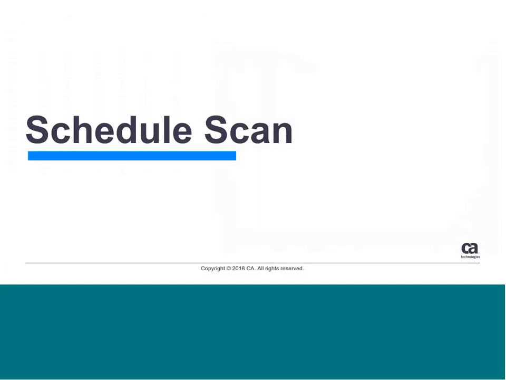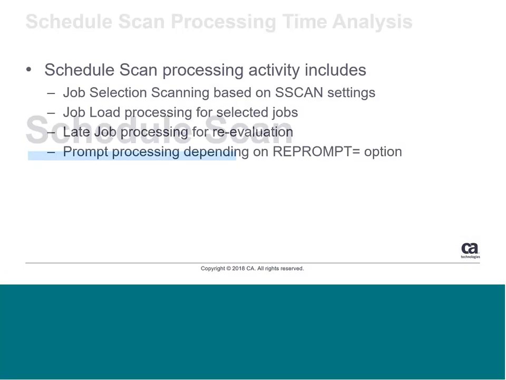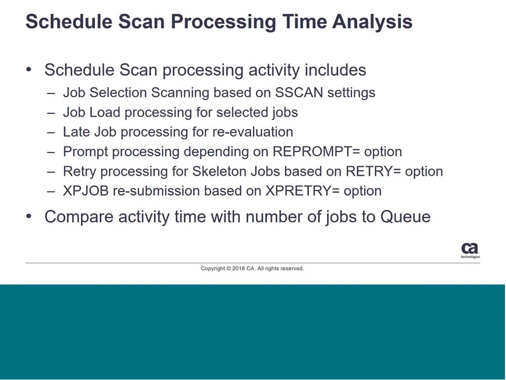So that gives us a brief look at the various tasks as a summary overall view within CA7. And then what I'm now going to do is take each of those areas and drill down and look at them in a bit more detail. So first of all, scheduled scan processing.